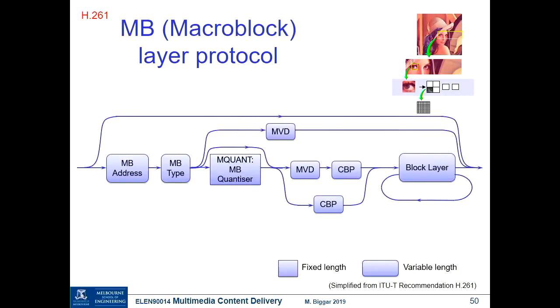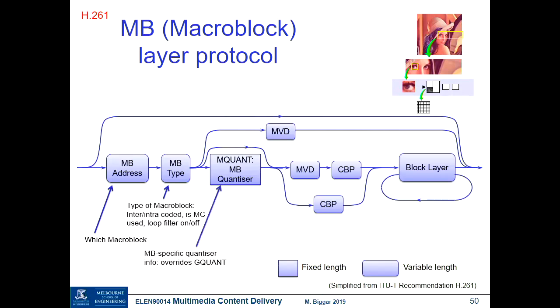Within the macro block layer, this looks a little bit more complicated, but it's straightforward if we follow the arrows and think about what it means. First of all, we could bypass everything because we're not encoding this particular macro block. We can go to the next one. If we're encoding it, there's a macro block address to tell us which of the 33 possible locations it exists in. And we want to know the macro block type. So is it intercoded or intracoded? Is motion compensation used? Is the loop filter on or off?